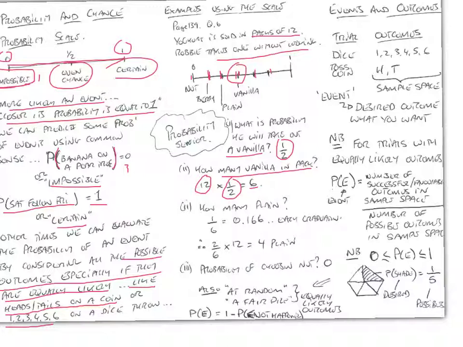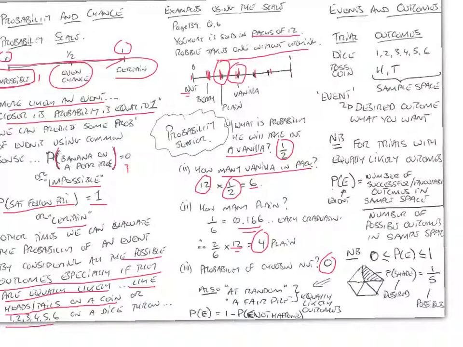Well, 1 graduation on this probability scale is worth 0.166. And the plain is at the second graduation on the probability scale. So that's 2 in 6 times 12. That tells us that there's 4 yogurts in the pack of 12 that are plain. And the probability of Robbie choosing nut flavour is 0. Okay, and so that's that example.